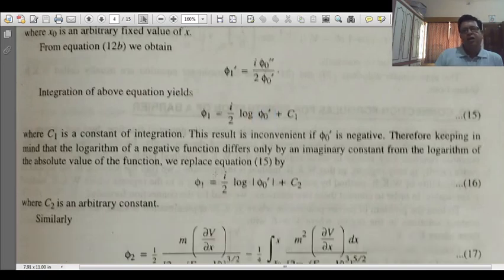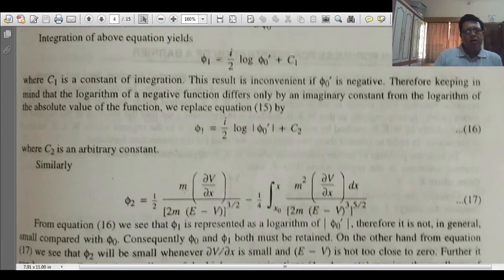So we replace the equation by phi 1 equals iota upon 2 log of the magnitude of phi 0 dash plus c2. We convert this part to the magnitude of phi 0 dash, due to the concept that the logarithm of a negative function differs only by an imaginary constant from the logarithm of the absolute value of the function. Here c2 is an arbitrary constant.